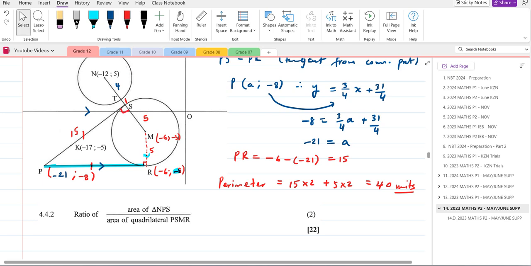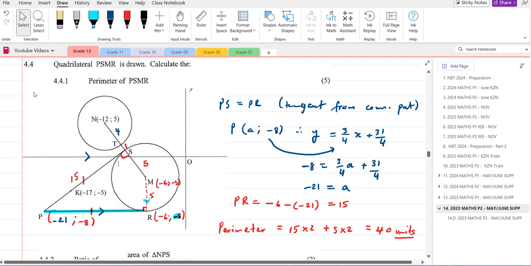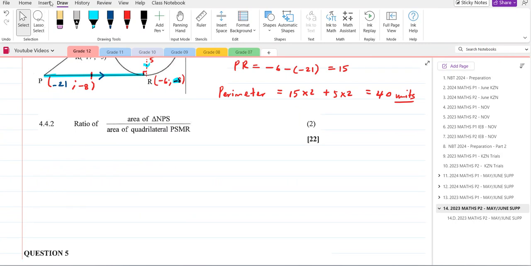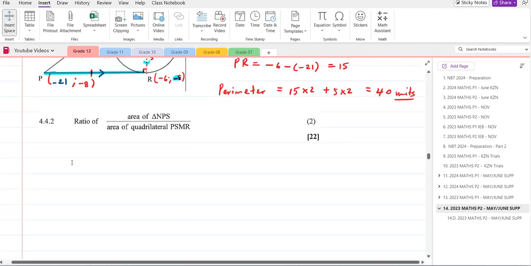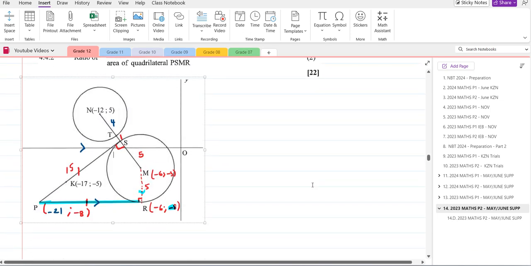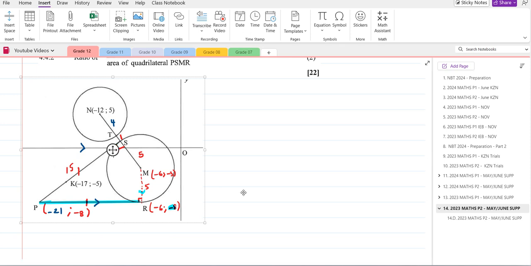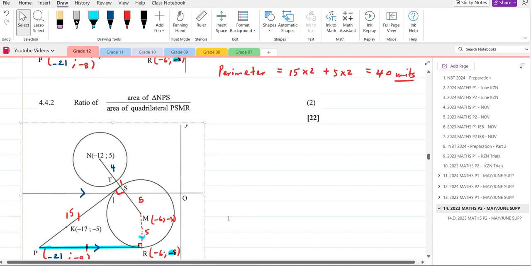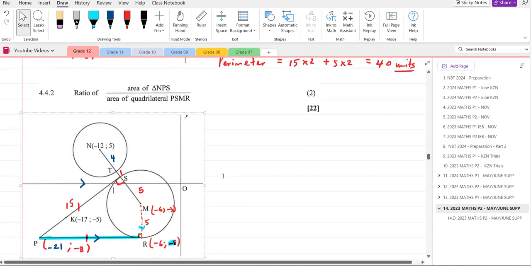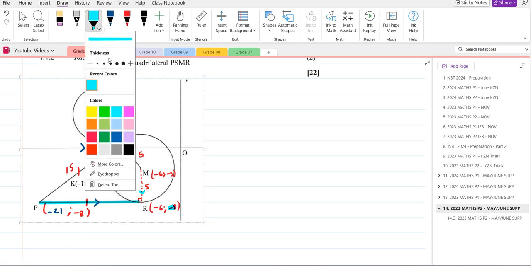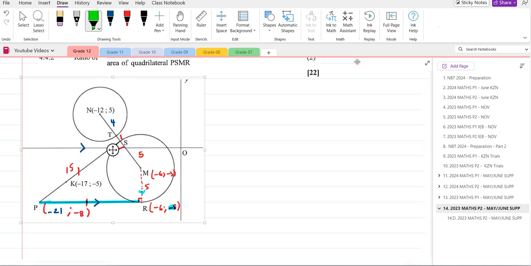Right, so let me use this updated diagram and explain to you what's happening. Nice questions here. So what we can see is we want to find the ratio of the area of this triangle, right? So let's work with this triangle first. Area of triangle NPS. NPS is here. Right, so we got NPS. Let me join that.